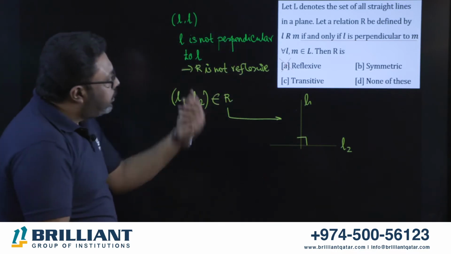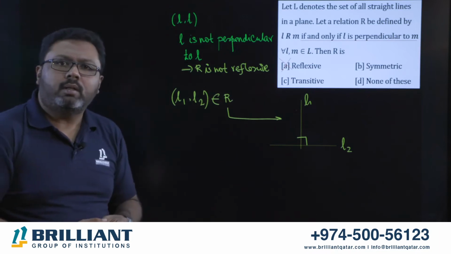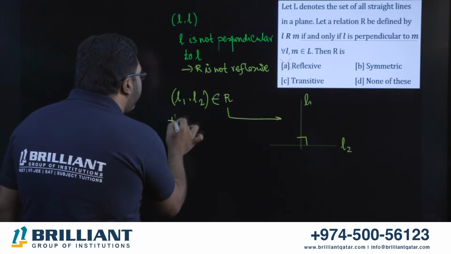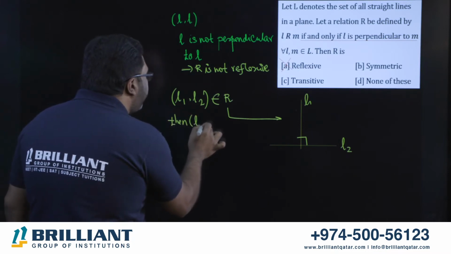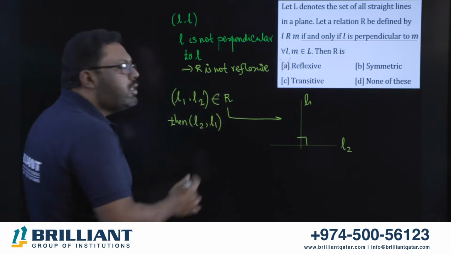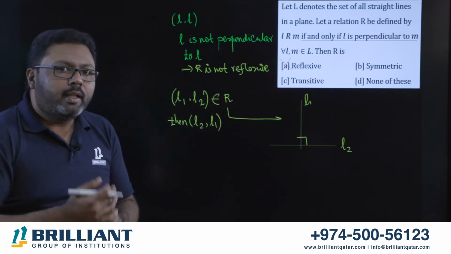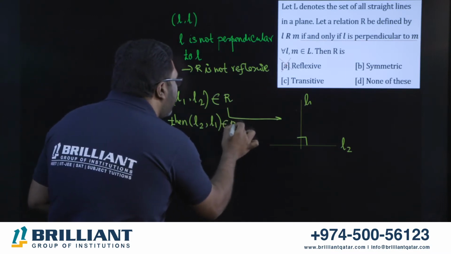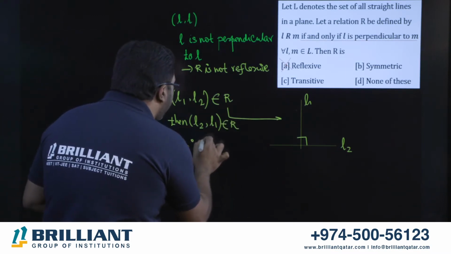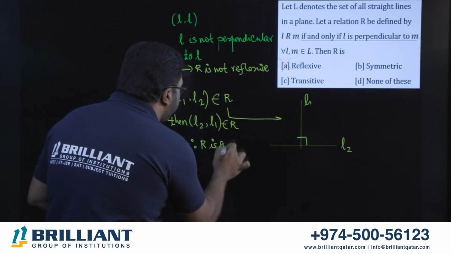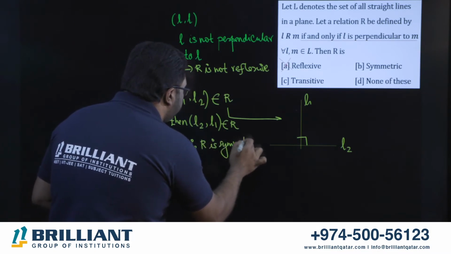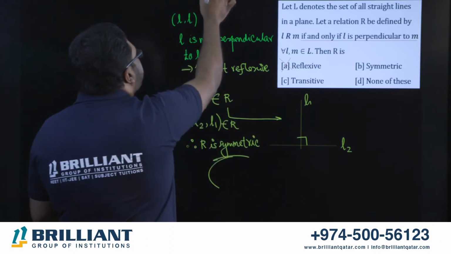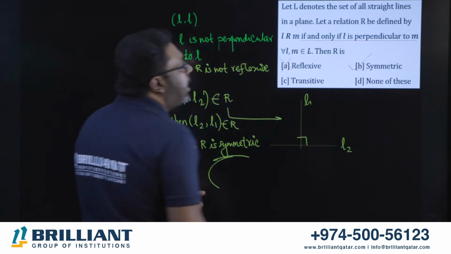Then you think backwards: is L2 perpendicular to L1? Yes, if L1 is perpendicular to L2, obviously L2 is also perpendicular to L1, right? So for every pair which looks like L1 comma L2, the symmetric pair L2 comma L1 also belongs to R. Therefore R is symmetric. So I can obviously go for option B as the correct answer, which says it is symmetric.